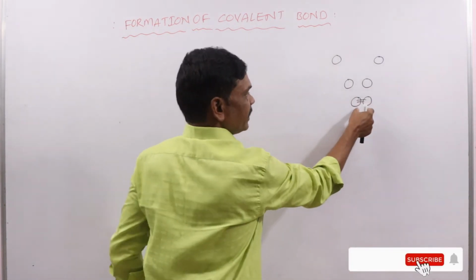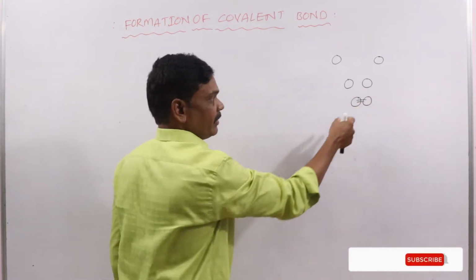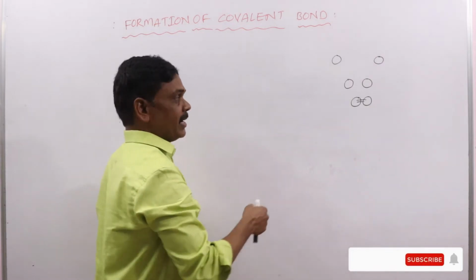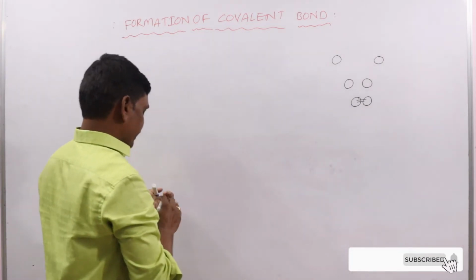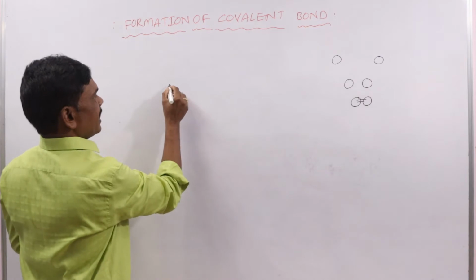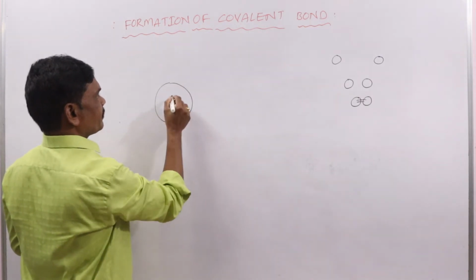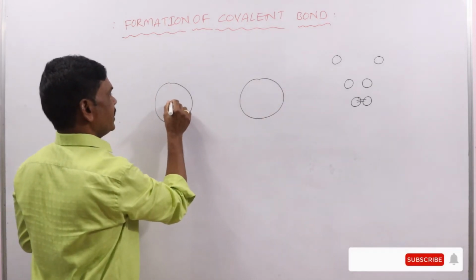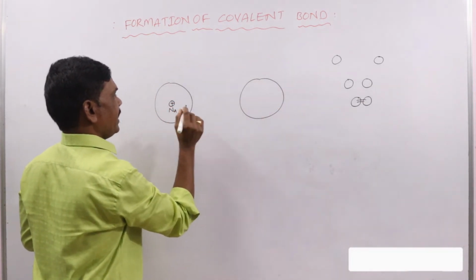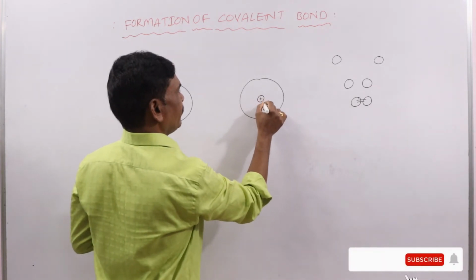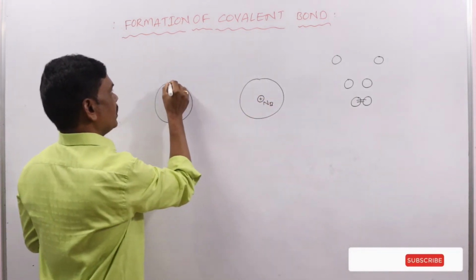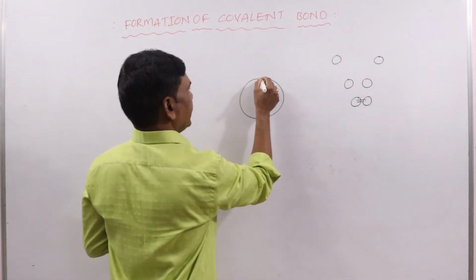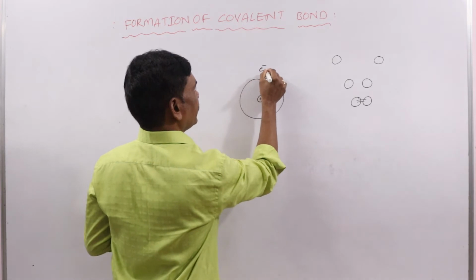So during the formation of this bond, what type of forces are acting on these two atoms? For example, this is atom A and this is atom B. This is the nucleus of atom A and this is the nucleus of atom B, and this is the electron of atom A and this is the electron of atom B.